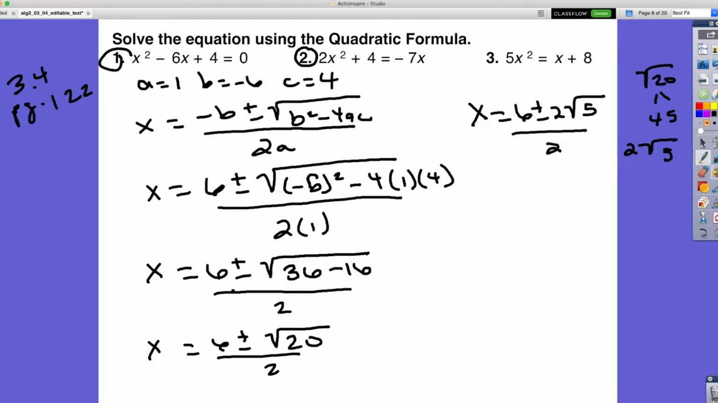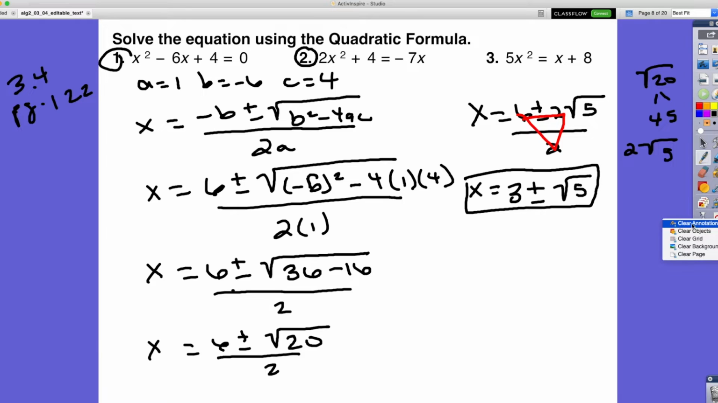Now the last part of this is where kids get tripped up, and I'm going to call it triangular simplification. So those are my real numbers. That's my square root, so we can't simplify that. So we're going to reduce just the real numbers, divide everything by 2, so it's going to be 3 plus or minus the square root of 5. Okay, make sure you pause it and copy it. Let's move on to number 2.